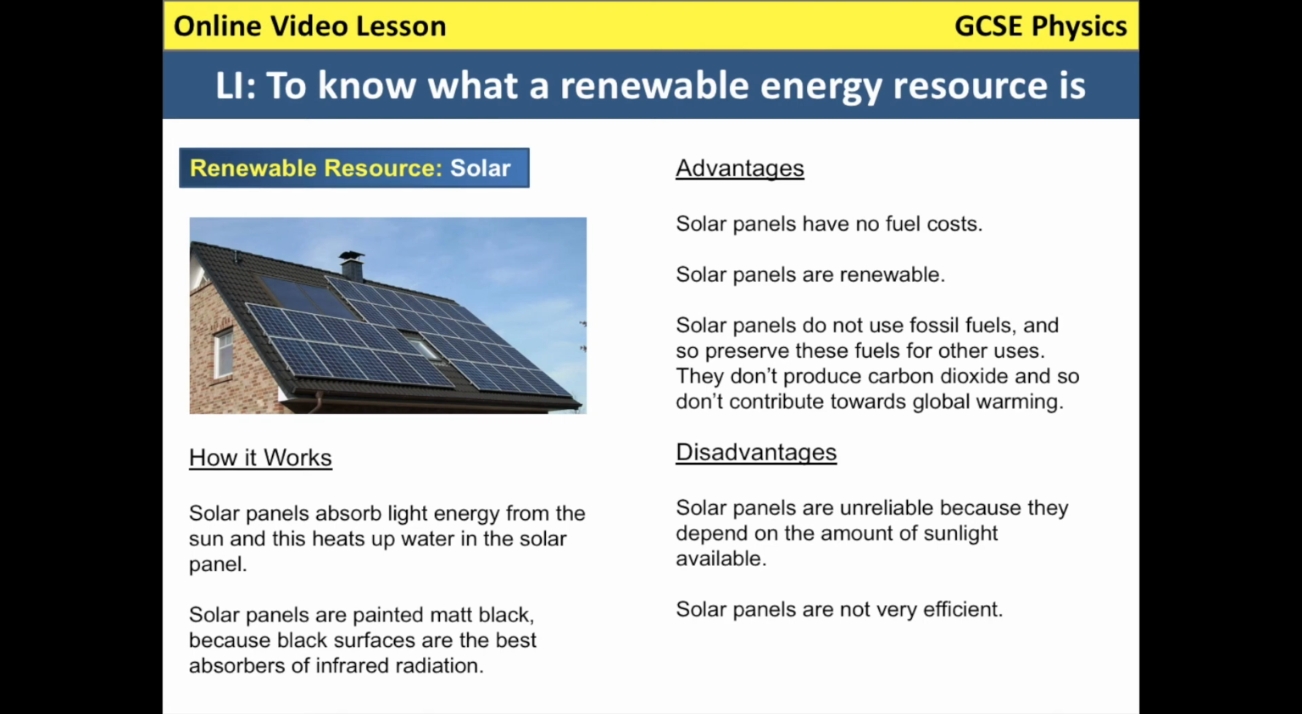The disadvantages are that solar panels are, of course, unreliable because they depend on the amount of sunlight available. During maybe June, July, August, we might get high levels of sunlight, and so this will be a very, very good way of generating electricity. But during the winter months, when we typically have a lot more cloud cover, the sun isn't up for as long, then we would not be able to generate electricity for as long. A second disadvantage is that solar panels are not very efficient at transferring the energy that is transferred by radiation into the thermal energy of the water.